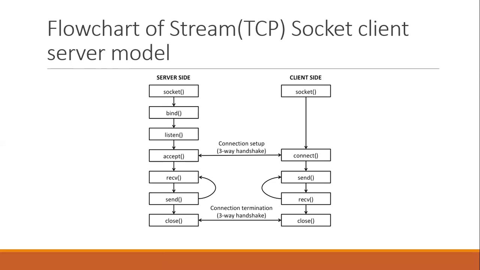The accept system call causes the process to block until a client connects to the server. Now, receive and send data after the connection gets established. And when the connection needs to be terminated, we close the socket by calling the close function on that socket.